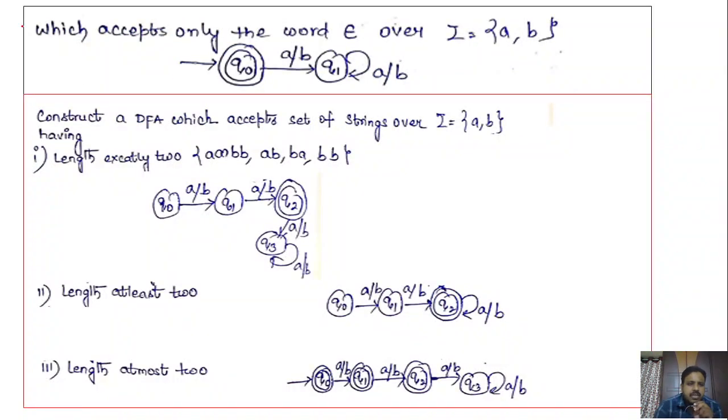Next one, practice this problem. Construct a DFA which accepts only the word epsilon over sigma equal to a comma b. Here you need to construct a DFA that accepts only epsilon, and your alphabet set is a comma b. What you need to do is start with the starting state Q naught. As you know, epsilon means empty. So if you are in Q naught and you don't process anything, then you remain in the same state.